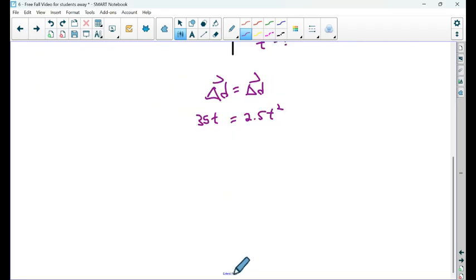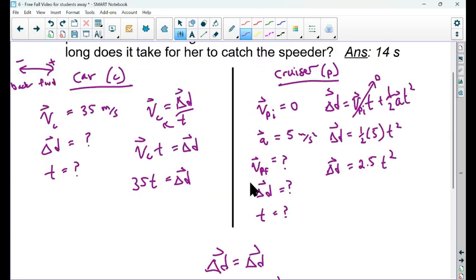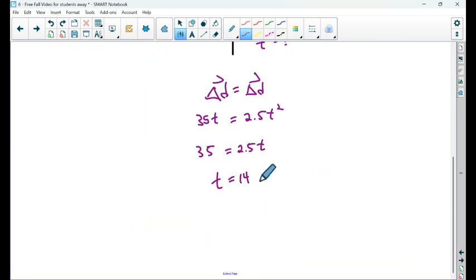Okay, great. Let's divide both sides by t. So a t drops out of each side, and we're left with 35 on one side and 2.5 times t on the other side. Now let's divide both sides by 2.5. I do that, and I'm going to end up with t equals 14. Now, I got to check the sig figs here. 2 sig figs. So it's already at 2 sig figs, so I can just put seconds and put a box around it. They have the same displacement at 14 seconds.